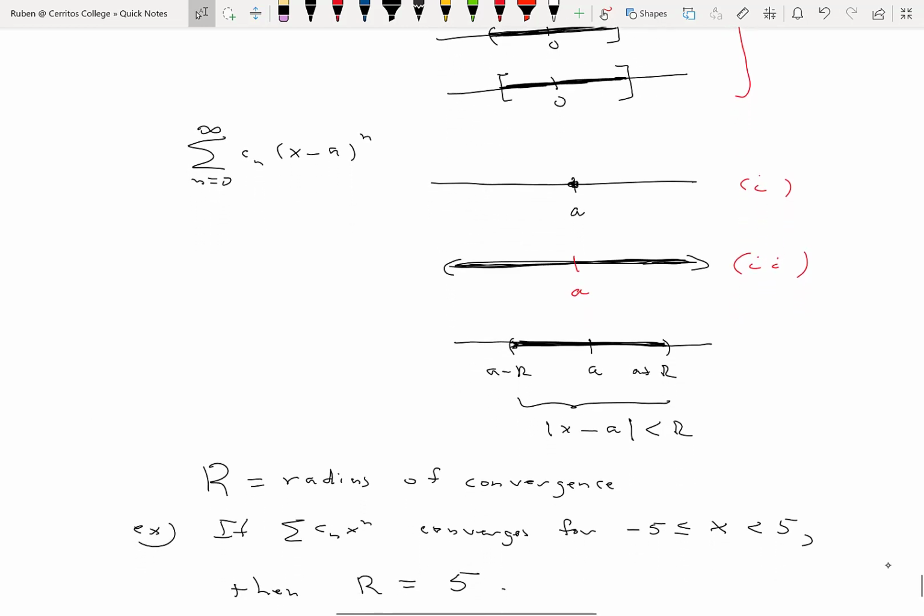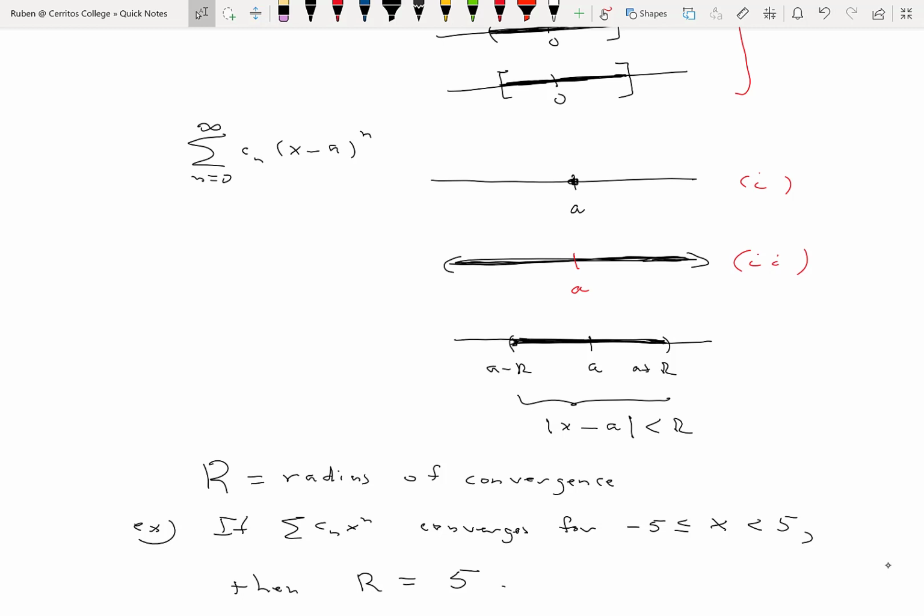So for example, if we have a power series, the sum c sub n x to the n centered at 0, and suppose that power series converges from -5 to +5, then the radius, the distance from the center of the interval of convergence, x equals 0, to either edge, -5 or +5, that distance is 5. So we call that the radius of convergence. Notice that the radius of convergence doesn't depend on whether we have the endpoints included or not.